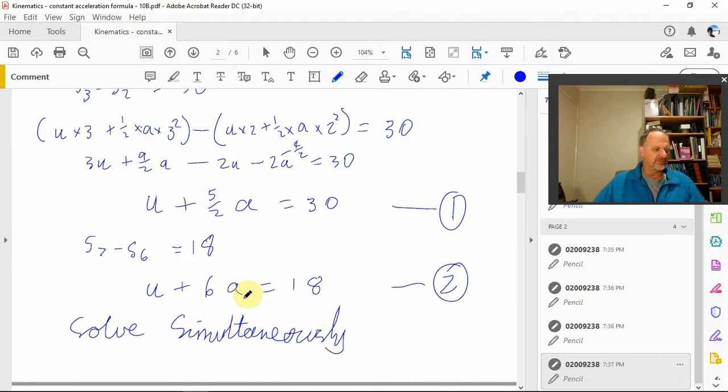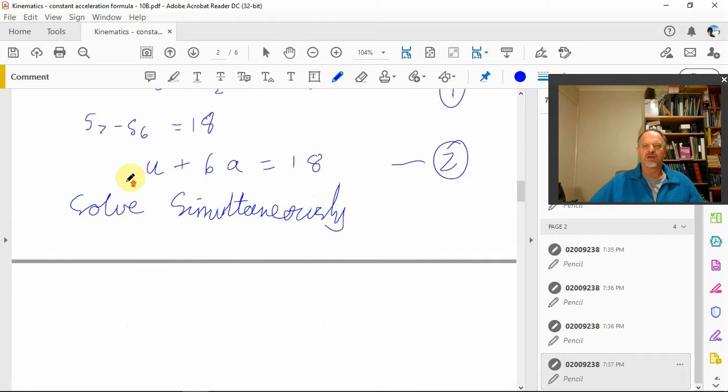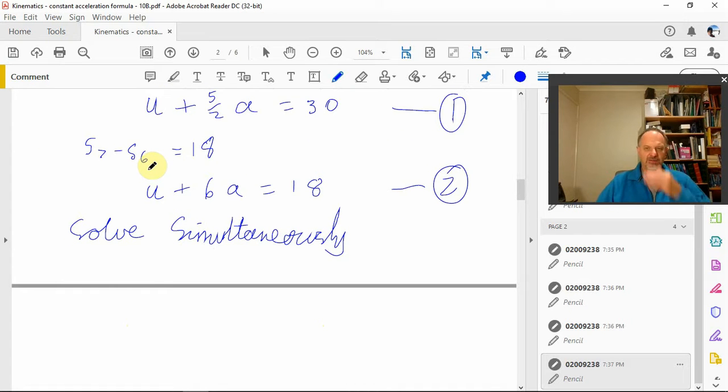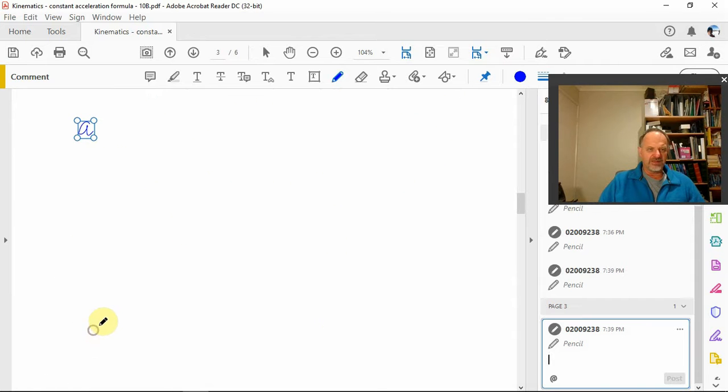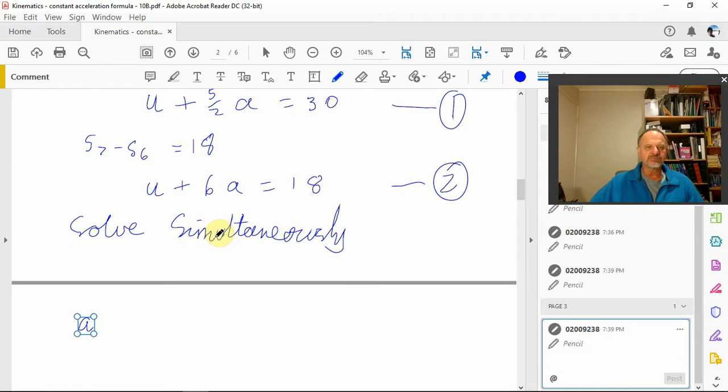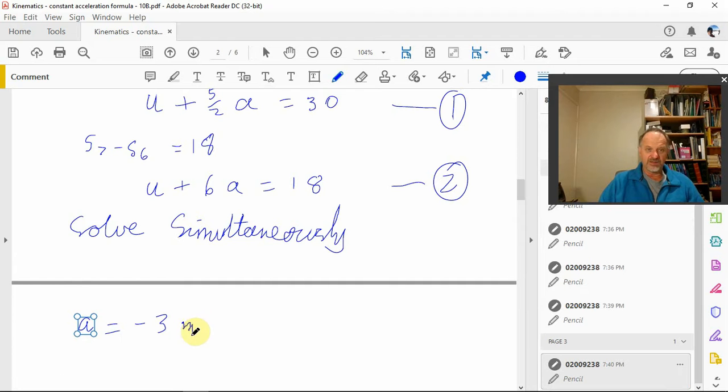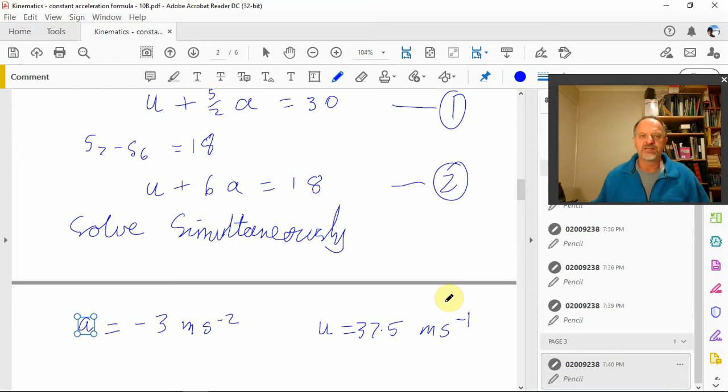All right, and again, in the interests of time, and one I've prepared earlier, when you do that, you get that the acceleration is equal to -3 meters per second squared, and the initial velocity will be 37.5 meters per second. So that's what you end up with, solving simultaneously. All right, okay, so there's one example.